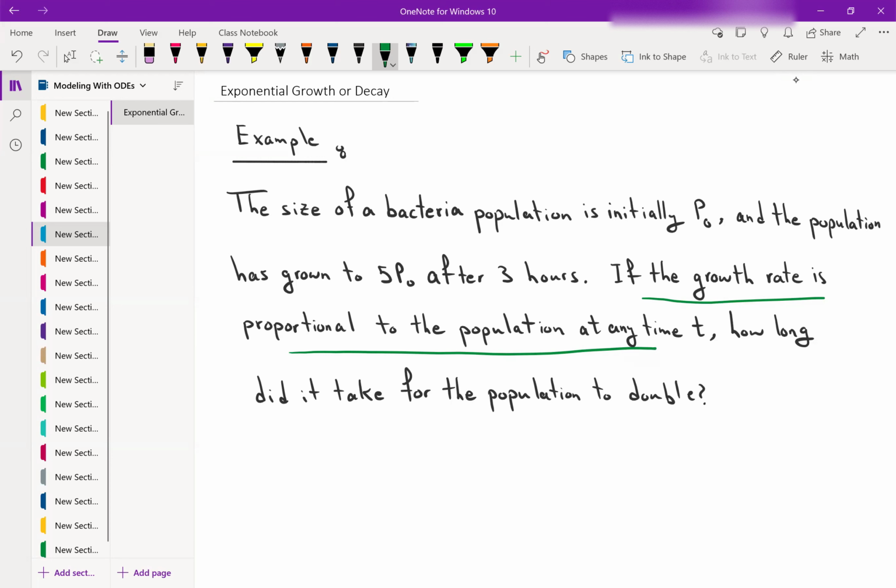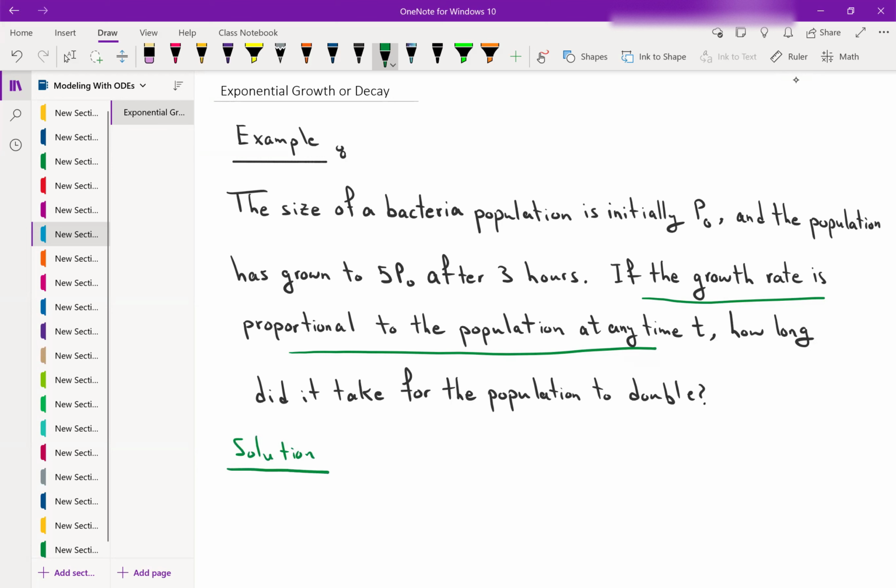Let's think about this problem together. I think the first thing that we need to do is to give a name to the main variable of interest here, which is the population. So I'm going to start my solution by giving a name to population. I'm going to call my population P of t. I'm going to use the letter P, and P is a function of time here. So here is the solution.